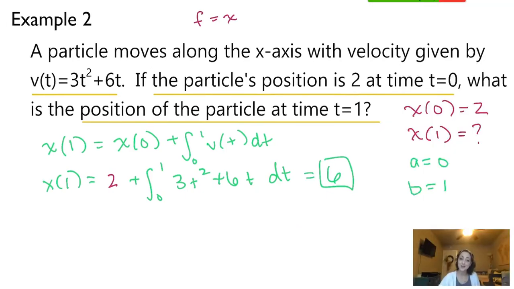Now if this question were not calculator active, how would I keep going by hand? I need to find an antiderivative here, right? And then plug in 1 and 0 and simplify from there.